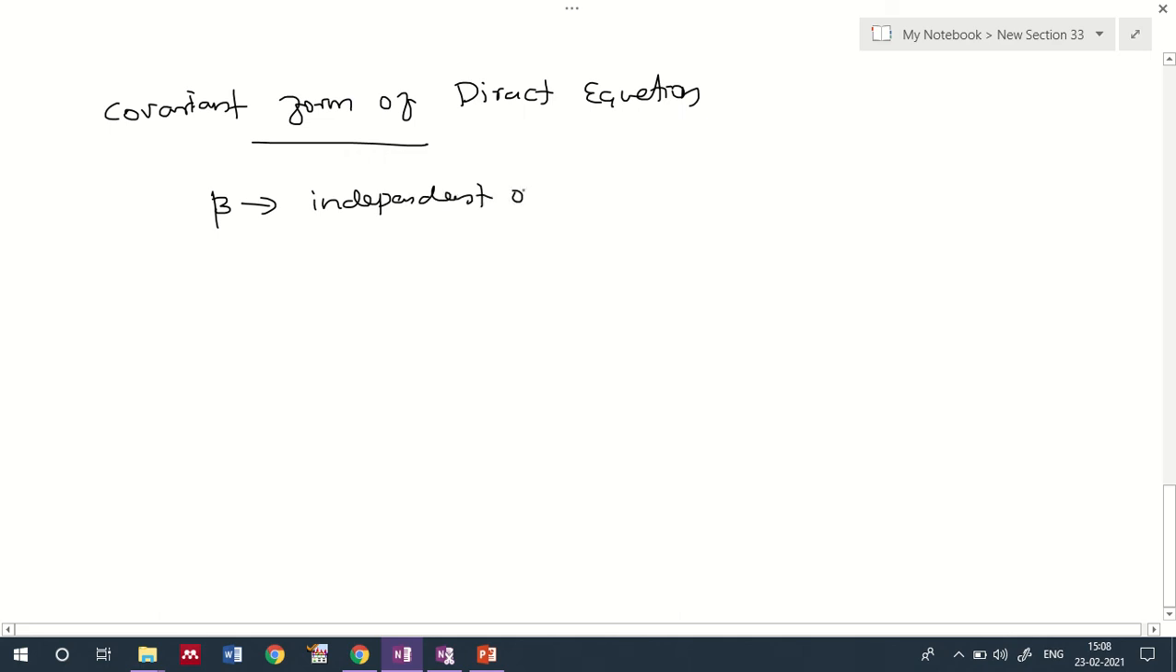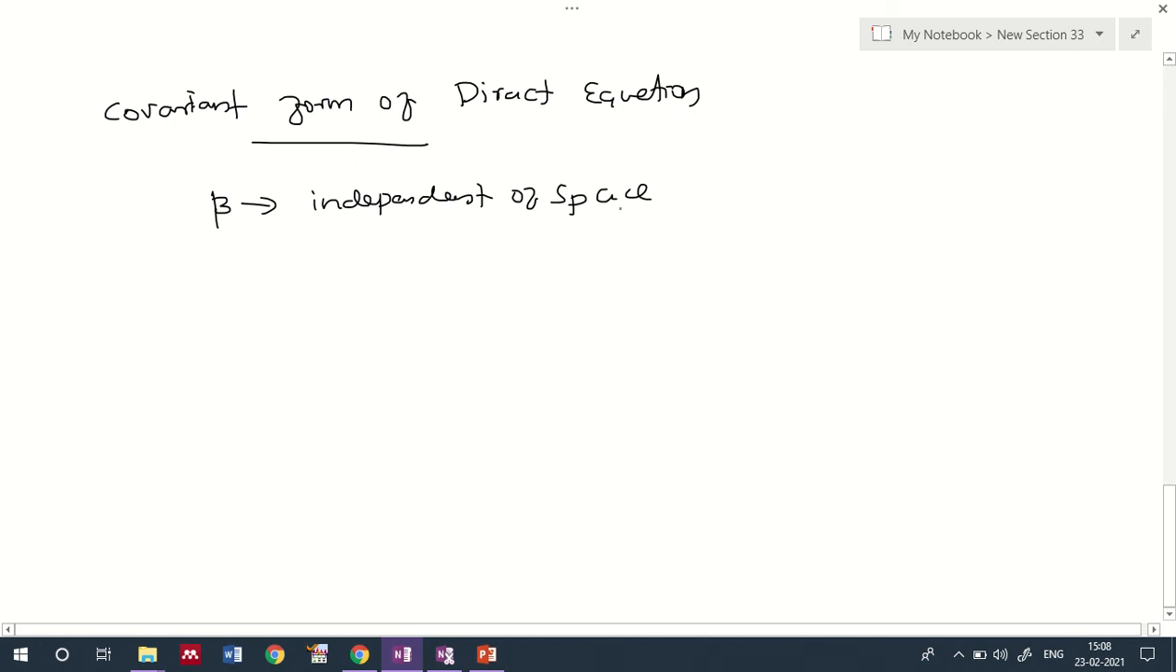കോവാരിയന്റ് ഫോം ഓഫ് ഡിറാക് ഇക്വേഷൻ, നമുക്കറിയാം എന്താണ് കോവാരിയന്റ് ഫോം എന്നുള്ളത്. സോ ഡിറാക് ഇക്വേഷൻ നമ്മൾ എങ്ങനെയാണ് കോവാരിയന്റ് ഫോമായിട്ട് റെപ്രസെന്റ് ചെയ്യുന്നതെന്ന്. ആ റിലേറ്റിവിസ്റ്റിക് ഇക്വേഷനിൽ നമ്മൾ നേരത്തെ കണ്ട റിലേറ്റിവിസ്റ്റിക് ഇക്വേഷനിൽ ബീറ്റ എന്ന് പറയുന്നത് ഇൻഡിപെൻഡന്റ് ഓഫ് സ്പേസ് ആണ്, വിച്ച് ഈസ് ഇൻഡിപെൻഡന്റ് ഓഫ് സ്പേസ്.